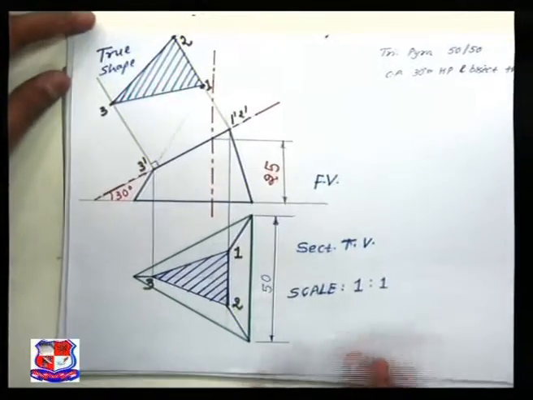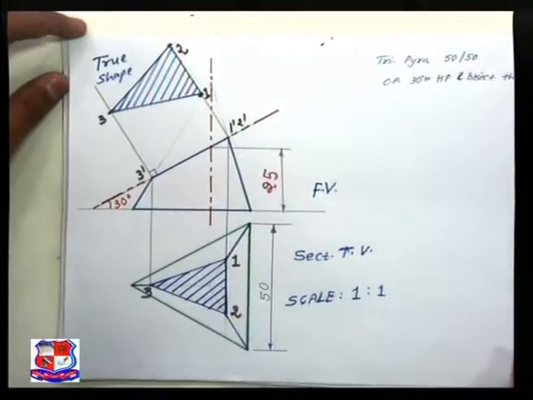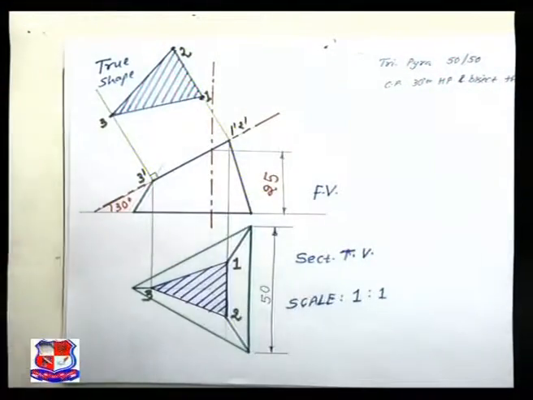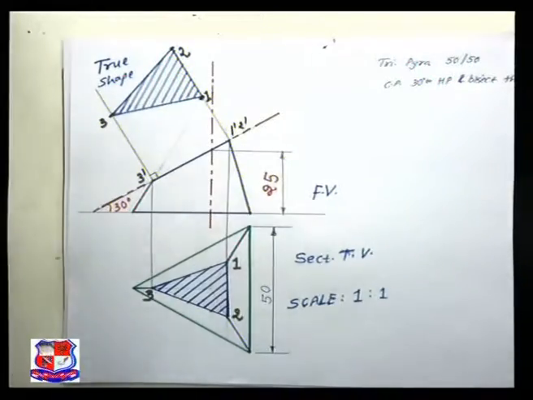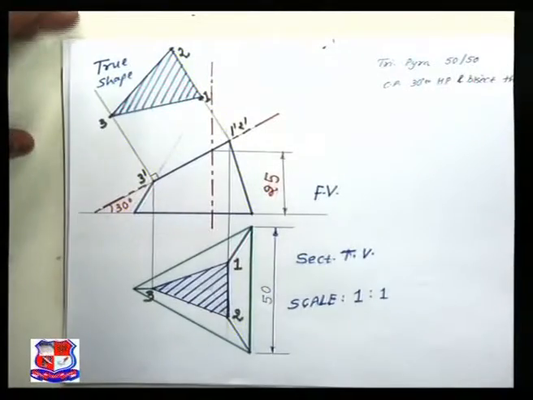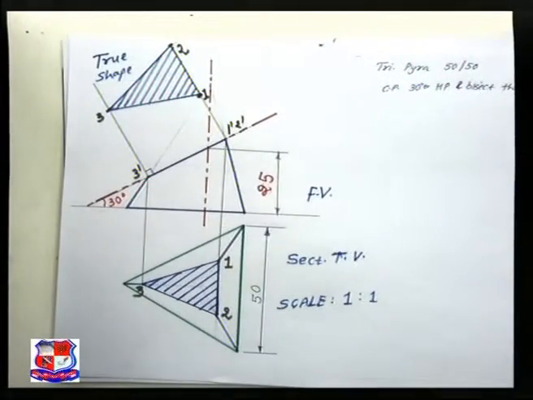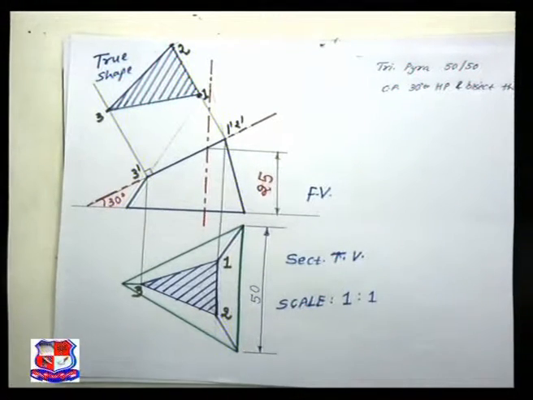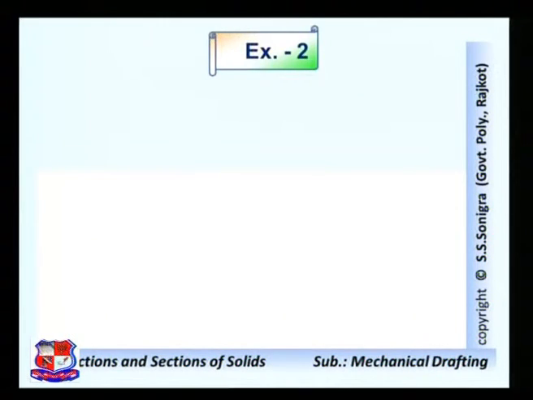This problem is asked for 7 marks in the examination. So 2 plus 2 plus 3 would be the pattern for this solution: 2 marks for front view, 2 marks for sectional top view, and 3 marks for the true shape of the section. I hope the solution of this problem is clear to you. Now example number 2.